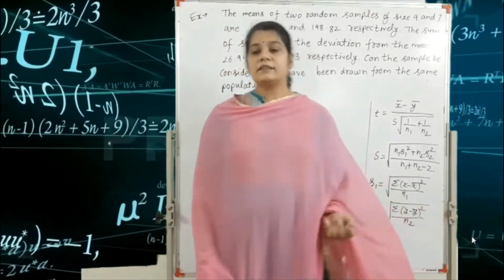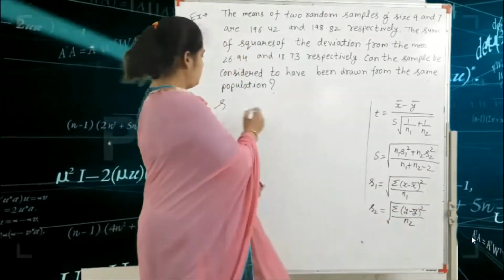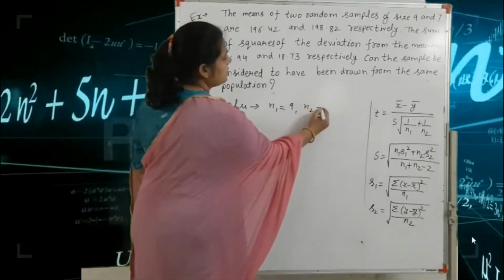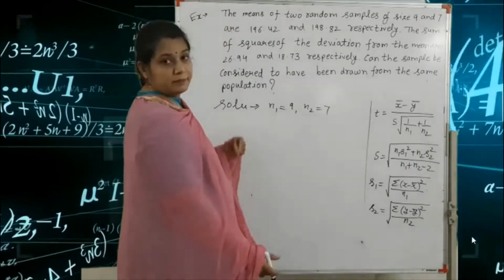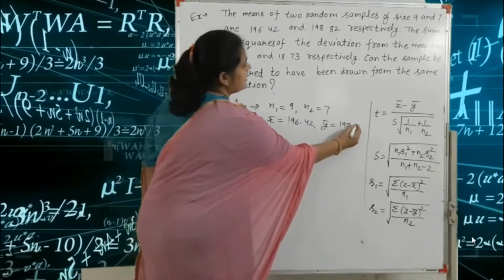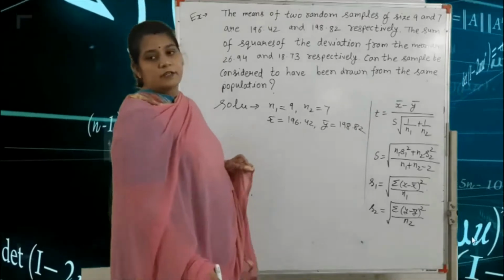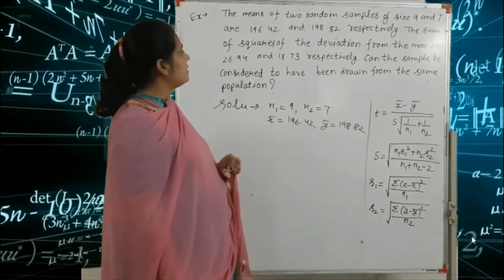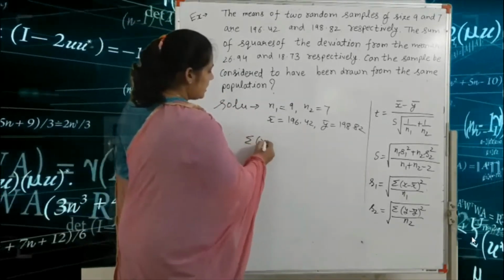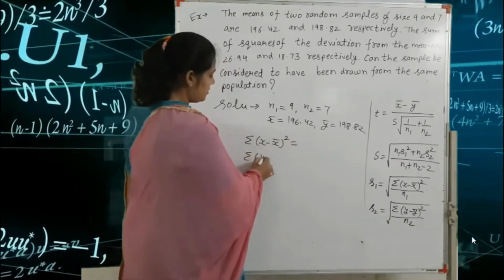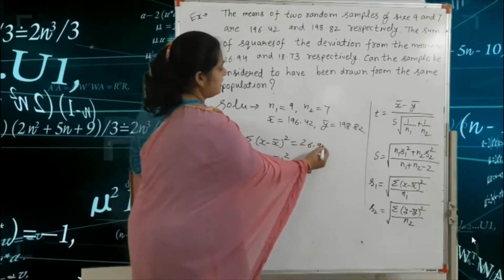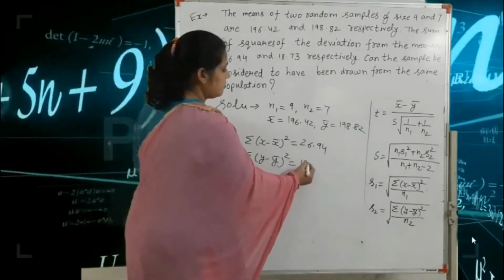First we write the solution. The value of n1 is equal to 9, and the value of n2 is equal to 7. Next is the mean: x bar is equal to 196.42 and y bar is equal to 198.82. So here we are given the two sample sizes and two means. Next is the sum of square of the deviation: summation x minus x bar whole square is equal to 26.94, and summation y minus y bar whole square is equal to 18.73.